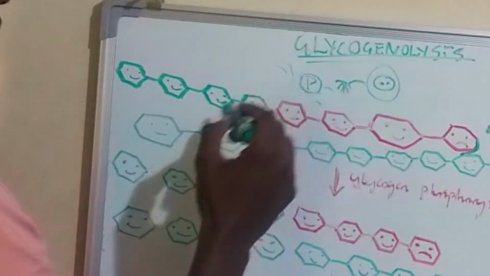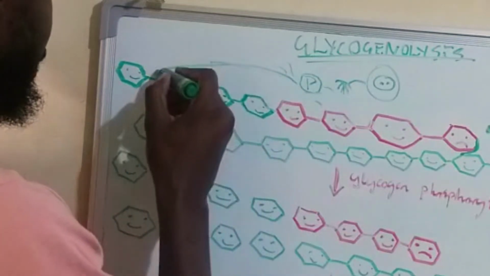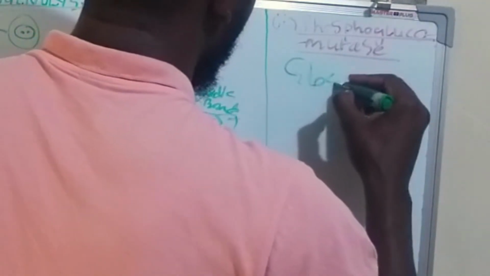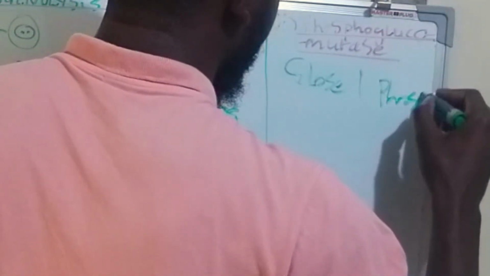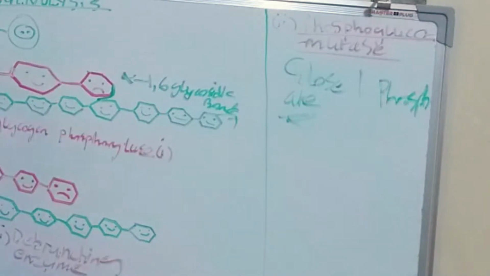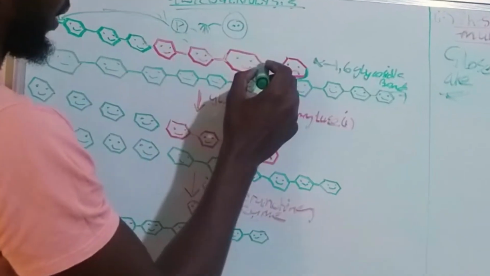Let me just show some lines to show that there's some velocity going on here. When this guy is done and it breaks down this bond, what are we going to yield? What we're going to yield in this case is what is known as glucose 1 phosphate. If you look at the structure, it means that the phosphate will be attached at the number 1 carbon atom, which is here.